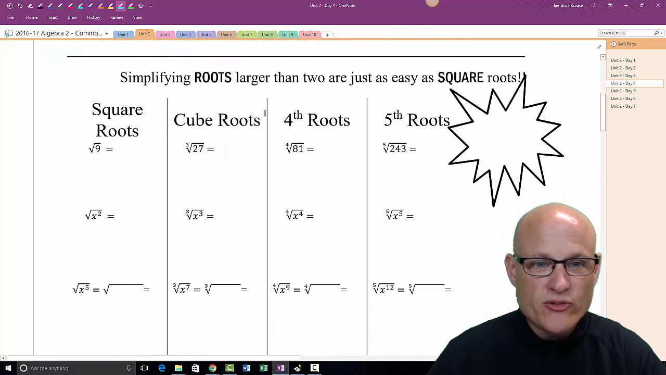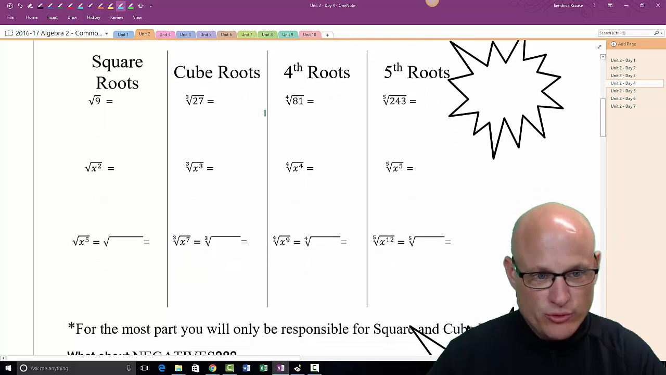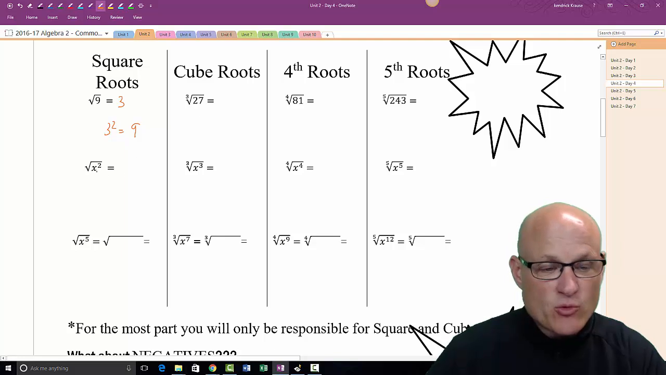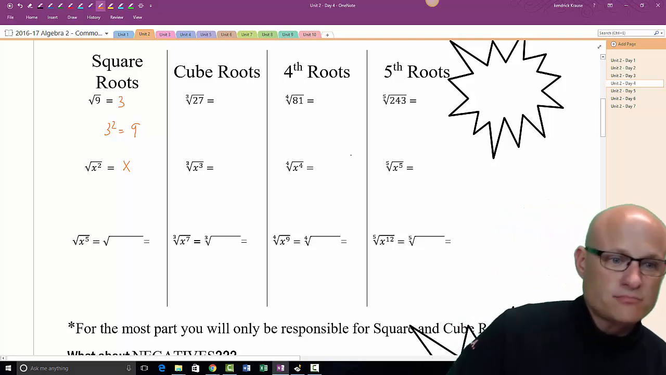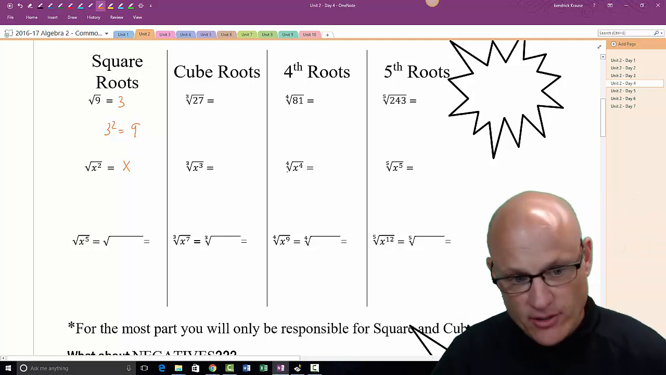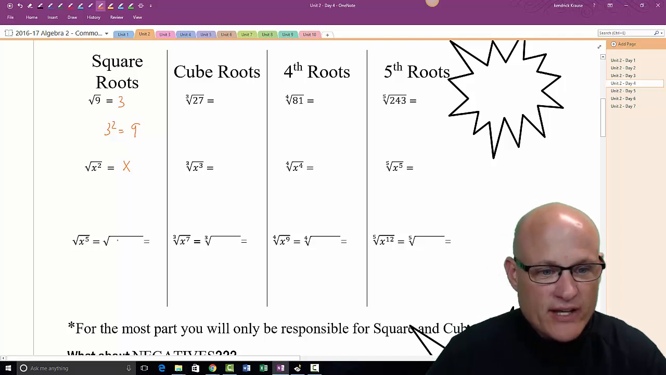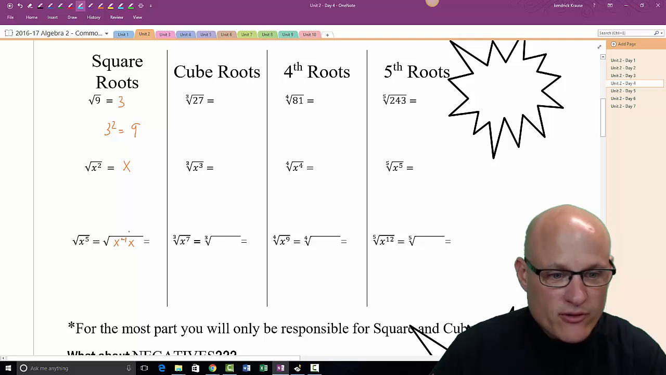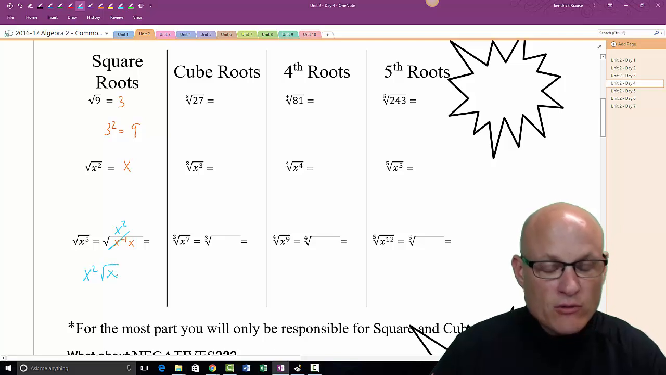All right, so to simplify a cube root, let's do a little review. We know the square root of 9 is 3 because 3 squared equals 9. The square root of x squared is x because squares and square roots cancel each other. And when we took care of these, we wrote this as x to the fourth times x, as an even exponent and not. And then we said, okay, what is the square root of x to the fourth? It's x squared. So this is x squared times the square root of x.